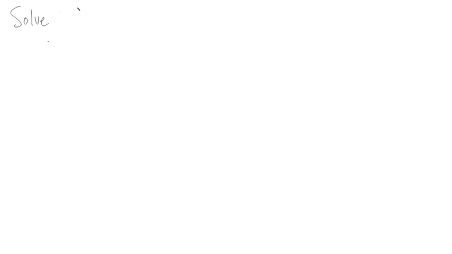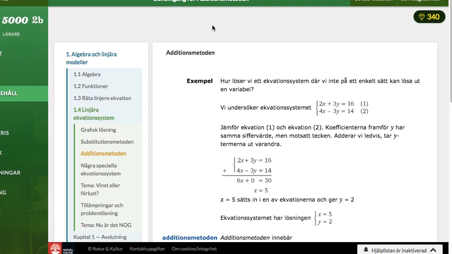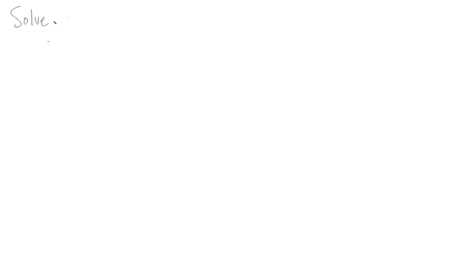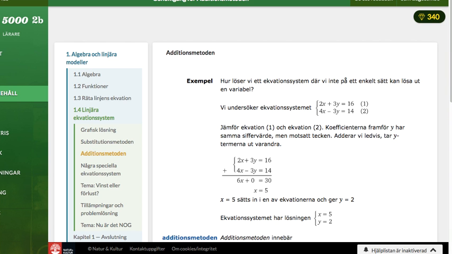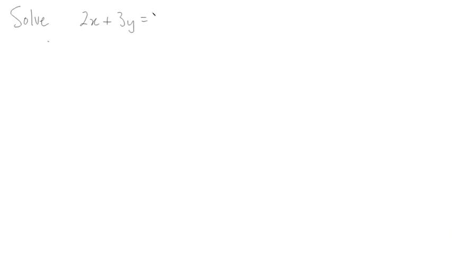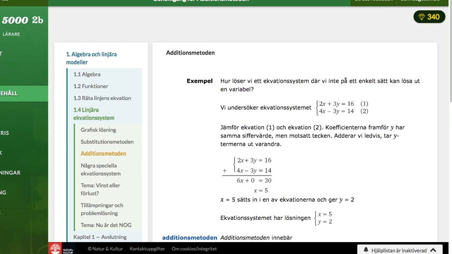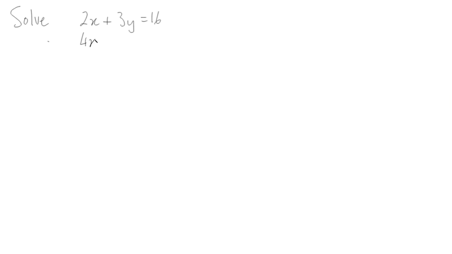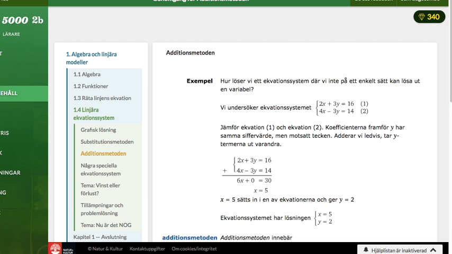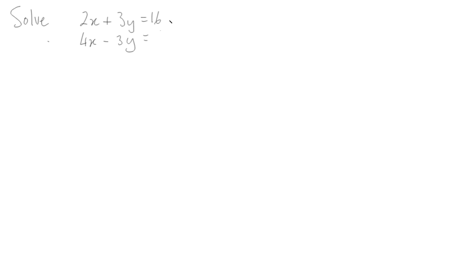Let's say we have to solve the following system of equations. 2x plus 3y equals 16, and 4x minus 3y equals 14. They're in the same system, so we put the curly bracket around it. This is equation 1, this is equation 2. So we have to solve this using the method of addition.